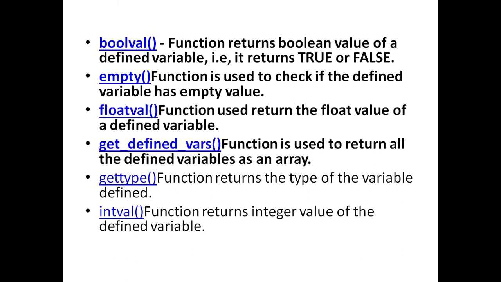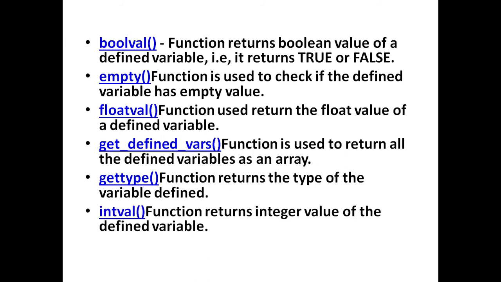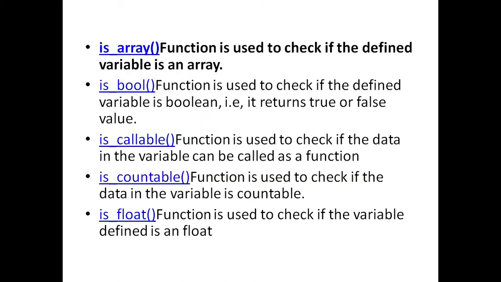The get_defined_vars function is used to return all the defined variables as an array. The gettype function returns the type of the variables defined. The intval function returns the integer value of the defined variable. The is_array function is used to check if the defined variable is an array.